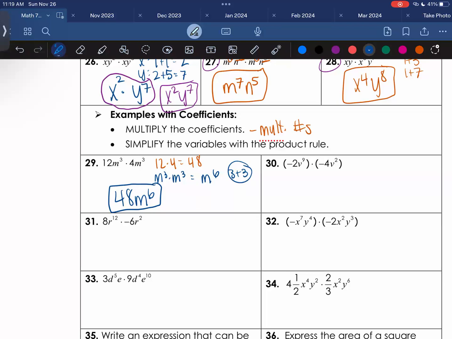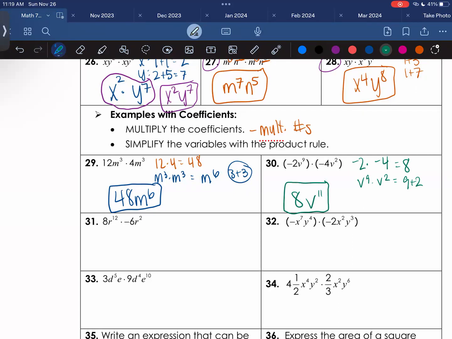All right, you should have done 30. First, we'll do -2 times -4. That's going to get you positive 8, so that is our coefficient. Then you have v to the power of 9 times v to the power of 2. So we do 9 plus 2, so that we get v to the power of 11.